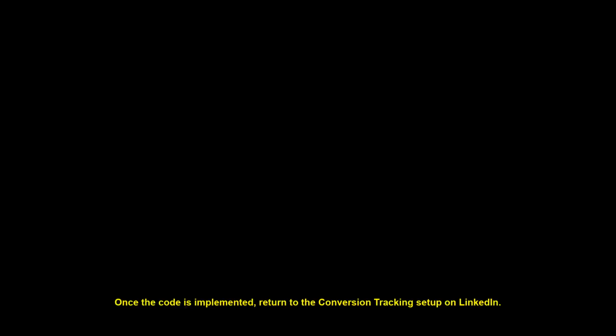Once the code is implemented, return to the conversion tracking setup on LinkedIn. Mark the box indicating that you've installed the tracking code. Next, review all the settings and make adjustments if necessary. If everything looks good, click on the Create button to finalize the conversion tracking setup. Your conversion tracking is now active and will start gathering data.